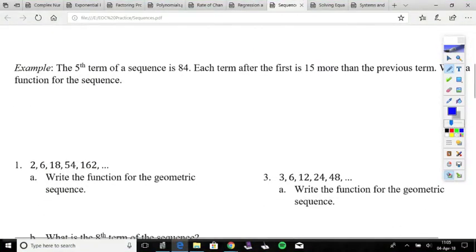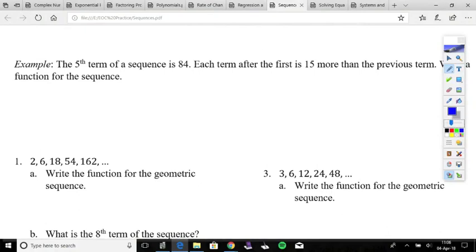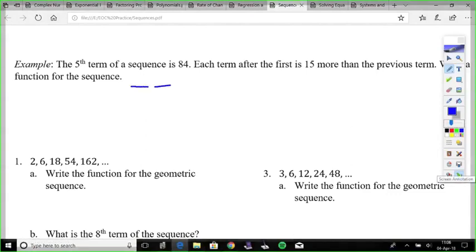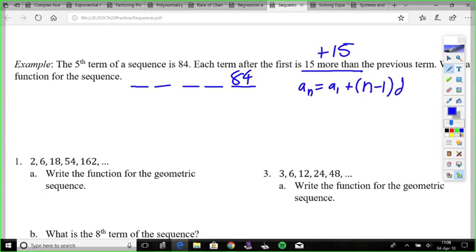All right. So for example, the last example here, the fifth term in the sequence is 84. So again, you set it up the same way. So I know that 1, 2, 3, 4, 5. The fifth term is 84. And I know each term after the first is 15 more than the previous. So this means you're adding 15 each time. So that tells me this is an arithmetic sequence, which is the formula a of n equals a1 plus n minus 1 times d. All right, so 15 more than, this is my common difference, so this is my d value.